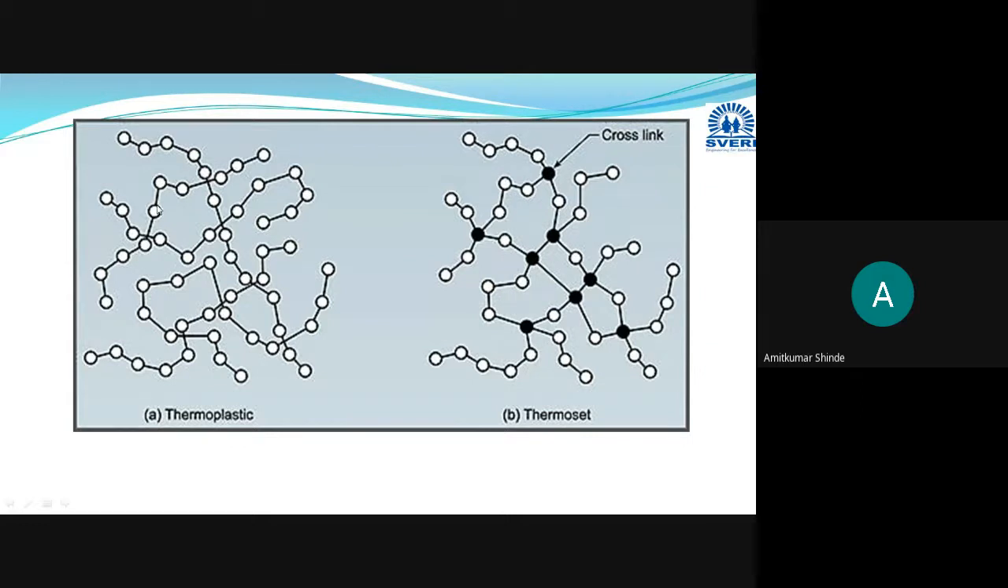You can draw one or two chains for referring to the thermoplast, and you can draw a few chains and do the cross linking. With the help of this cross link, you have to draw two or three chains, and those two or three chains you have to connect to each other. So this will be thermosets. Okay.